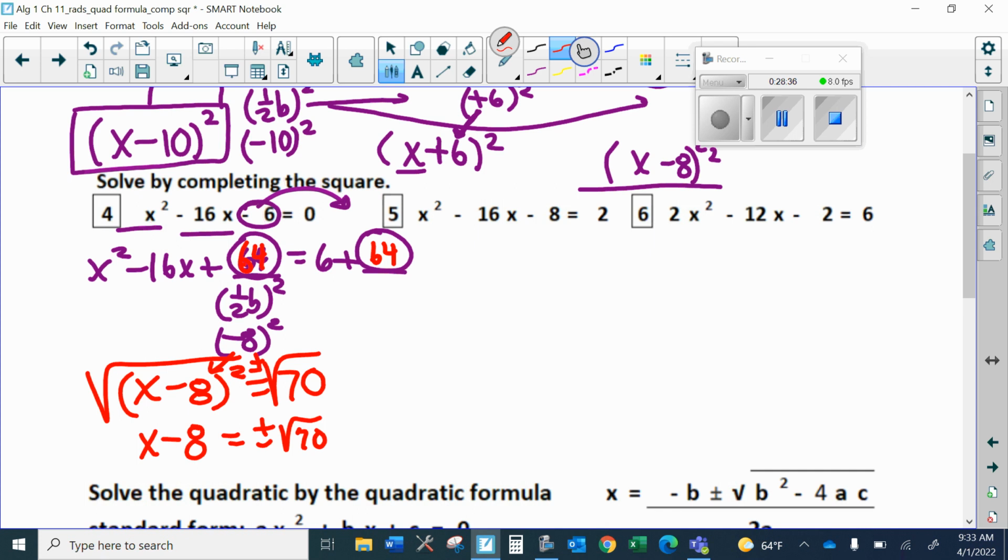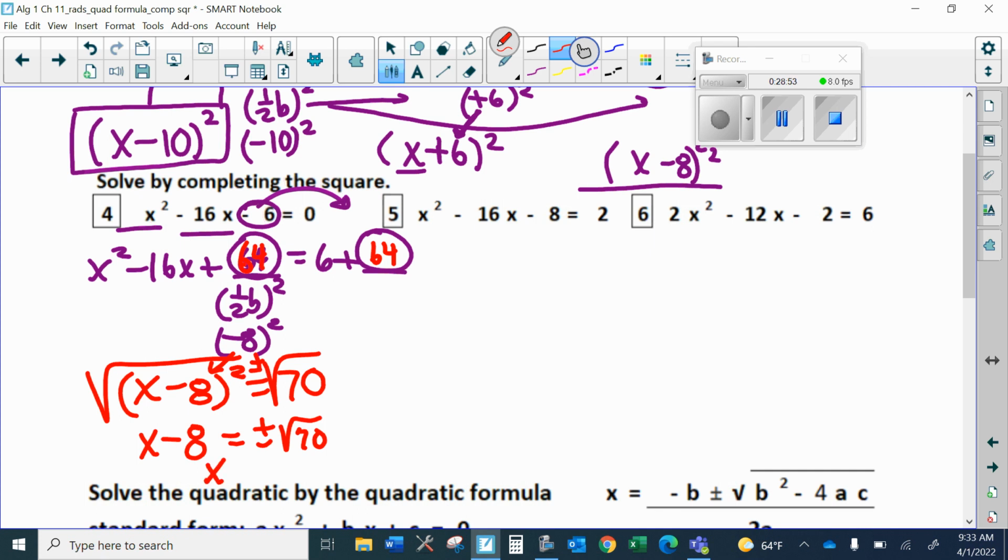Square root of 70 does not break down. Okay, that'd be 35 times 2. And 35 only breaks down to 5 and 7. So you have a 5, 7, and 2. None of those are perfect squares or simplify with perfect squares. So square root of 70 does not simplify.